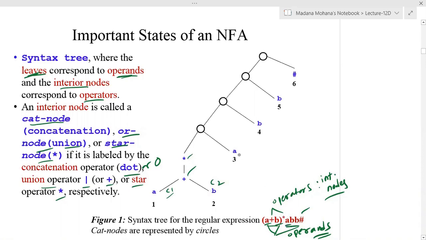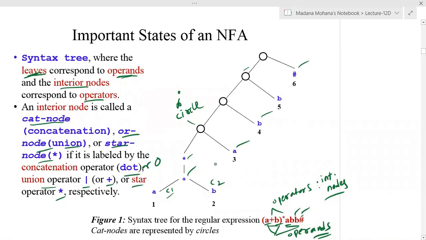So concatenation is represented with a circle, or simply a dot also, in some cases. Now this entire part is concatenated with a. Again, this part is concatenated with b. Again, this part is concatenated with another b. Finally, this entire part is concatenated with the hash symbol. Now, this is the complete syntax tree.